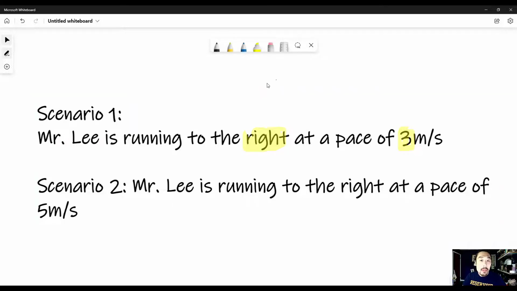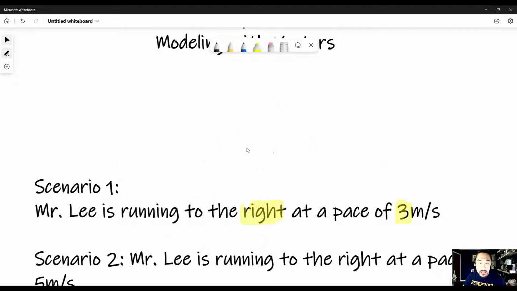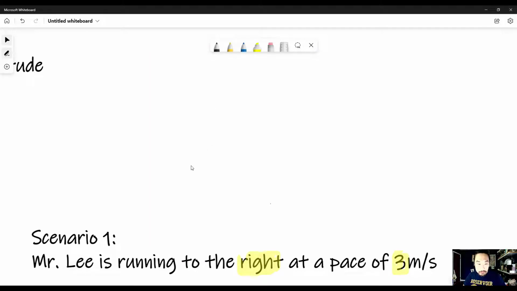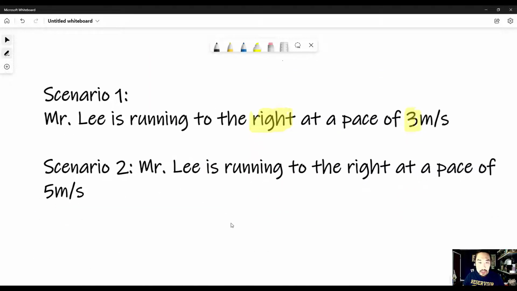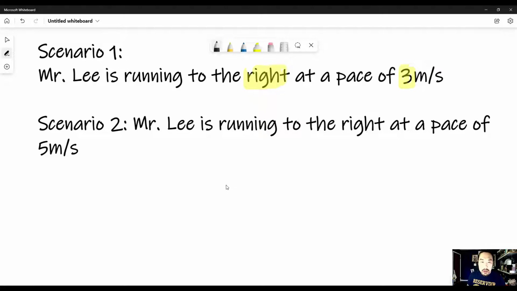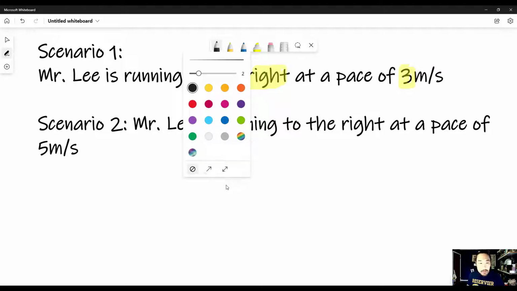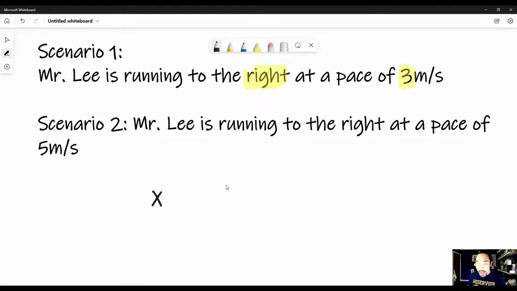Now to actually draw these motion maps, let's draw one right below it. So let's start off with scenario 1. To begin, I'm going to just draw a very basic motion map, meaning we're not going to add any numbers, but for this one we can just visually tell the difference between scenario 1 and scenario 2. So what I did is I drew a long arrow, so you could think of that like a number line.